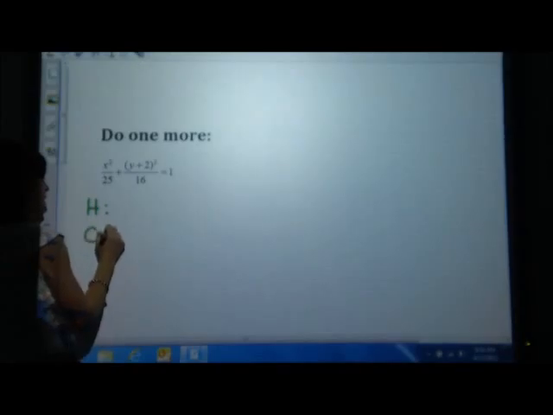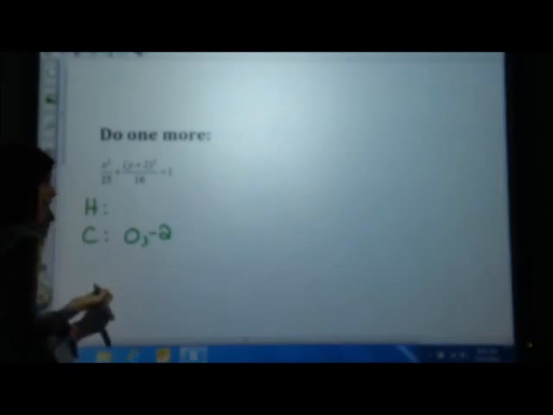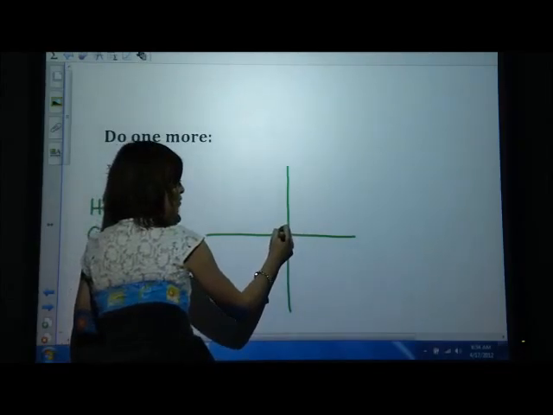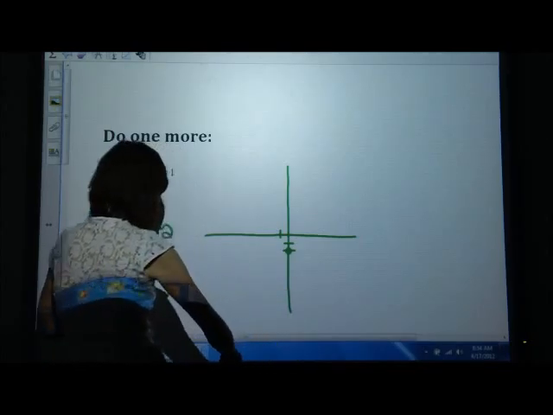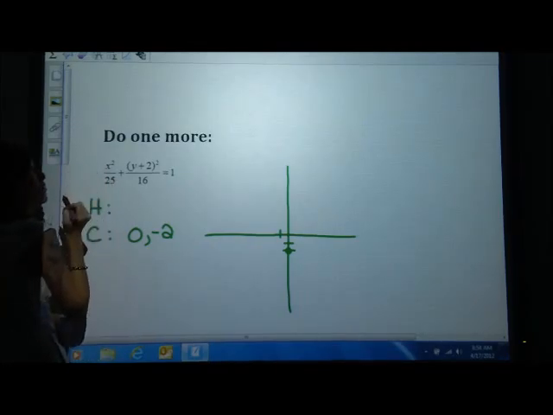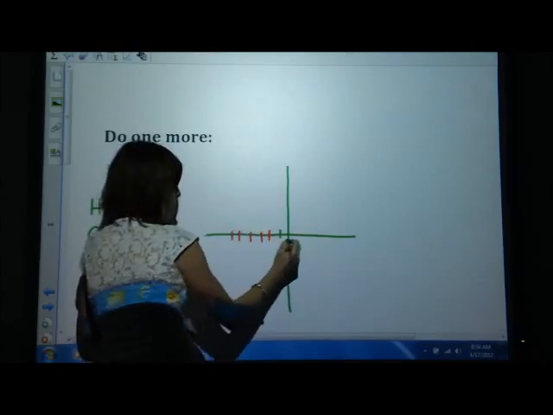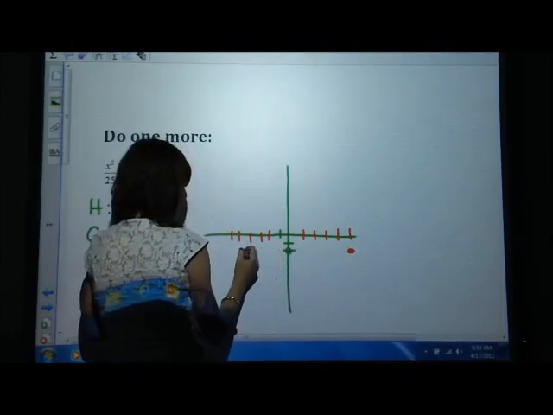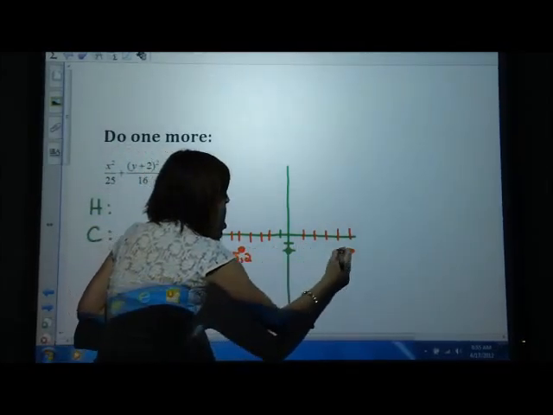My center is at the point, hopefully you're saying 0, negative 2. Okay, I am going to graph it because that's how I'm having you do it. So I'm going to go to the point 0, negative 2. And then my a squared is 25, so my a is 5, so I'm going to go 5 in each direction. Those points right there would be negative 5, 2, and 5, 2.